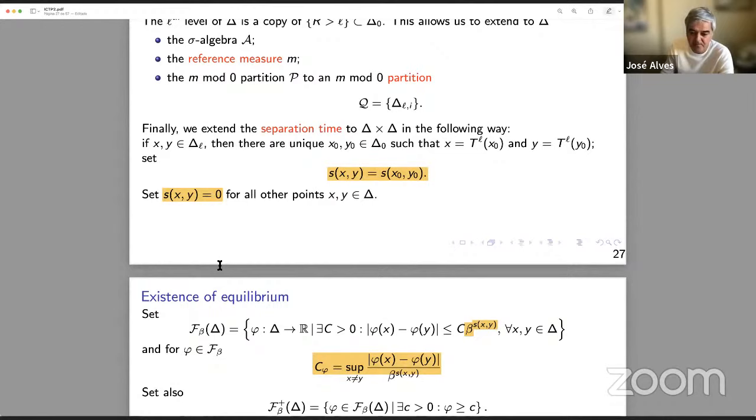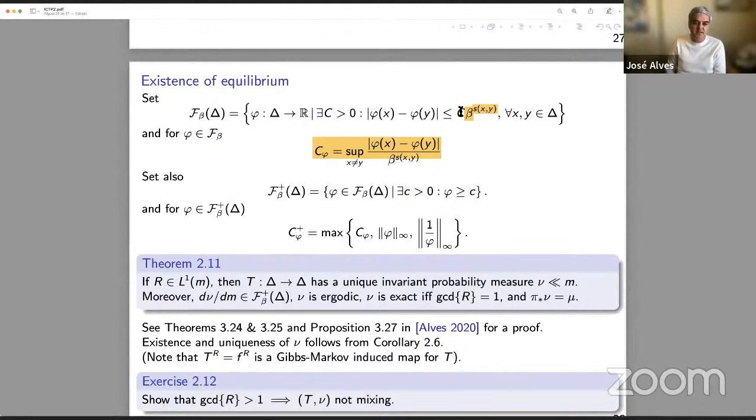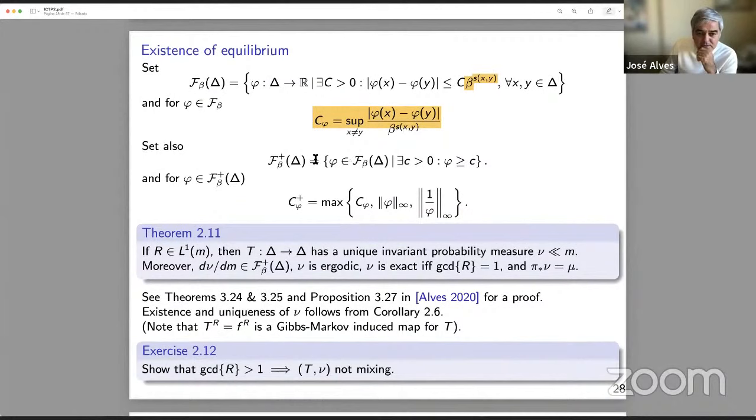And so this condition can be interpreted as Lipschitz or Holder. The exponent here is not so important because we have a beta smaller than one, and if you take a power of it, it's still a beta prime smaller than one. So it's Lipschitz in some sense. And we have F plus, which consists of those observables that are uniformly bounded from below by some positive constant. And this is the maximum of the Lipschitz constant and the L infinity norm of phi, and also of 1/phi, or if you prefer, this lower bound for phi.